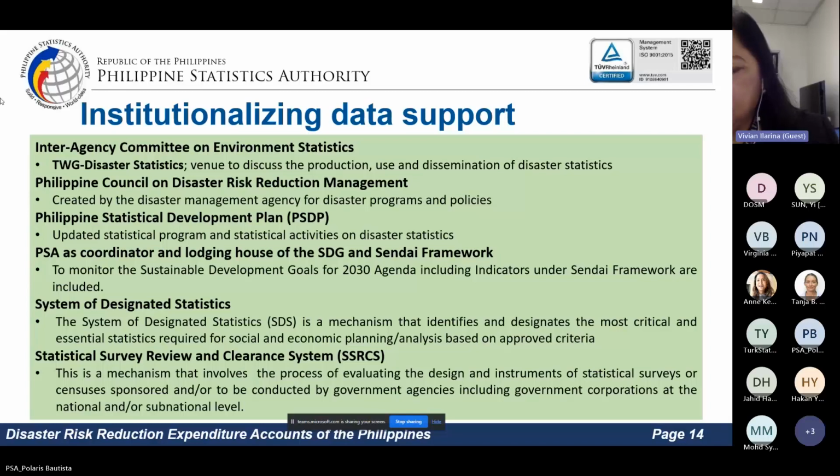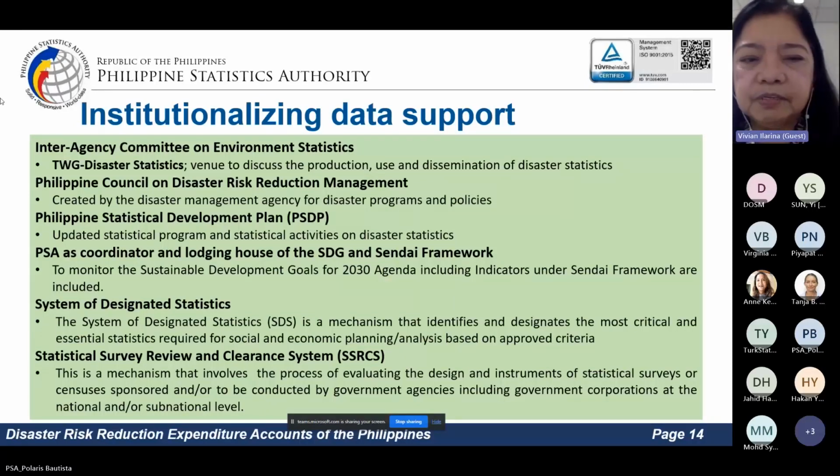We have also another mechanism, which is the Philippine Statistical Development Plan. This is a document that outlines all the statistical programs and activities that we promise to deliver within the new administration of the Philippines under the new President Ramos. And of course, the PSA is the lodging house of all the SDG indicators for the Philippines. We have 155 unique indicators. This is in collaboration with all the agencies that support the SDG goals, including the Sendai framework.